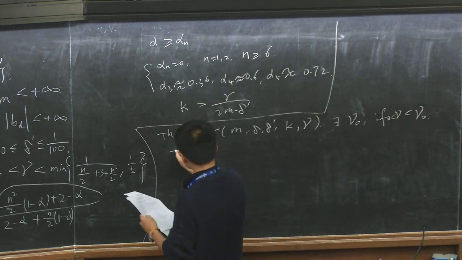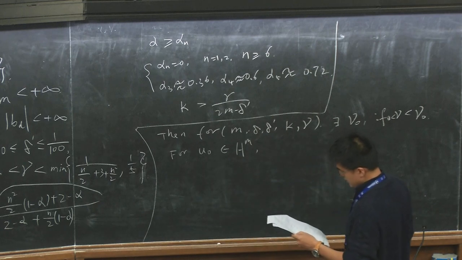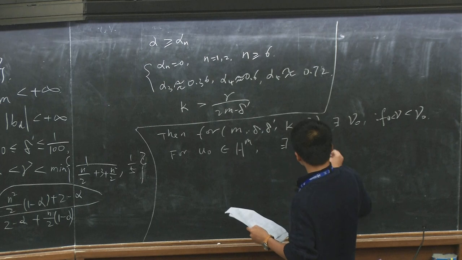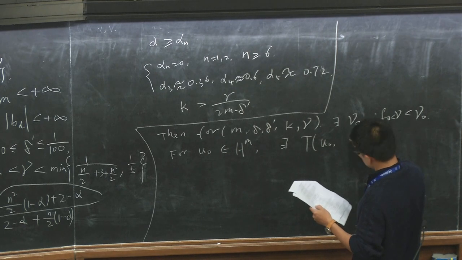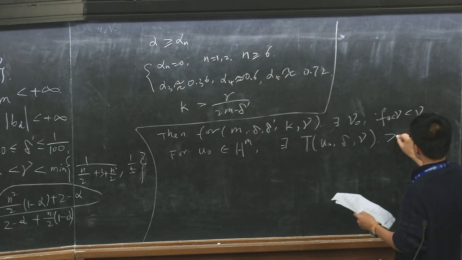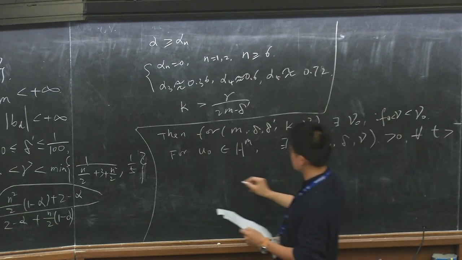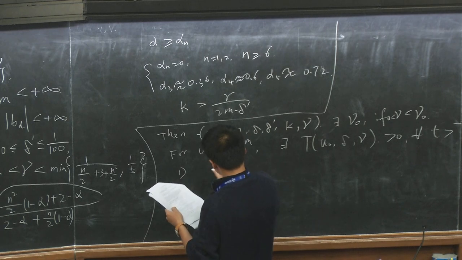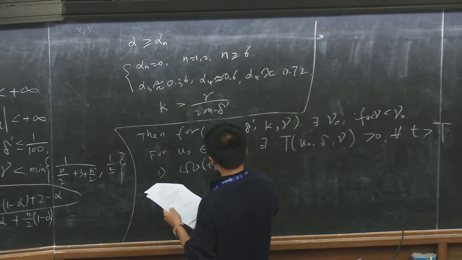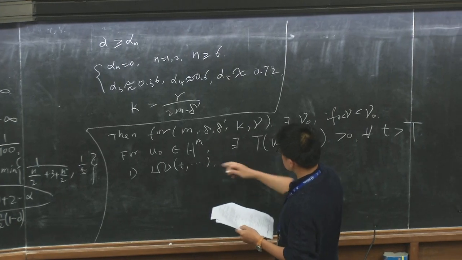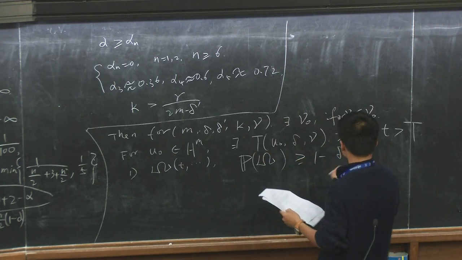Then for any mu zero, just the initial data belonging to the Sobolev space HM, we have p depending on 0, 0 and delta mu. Except for any t bigger than big T, we have the following statements. First one is that we have gamma on T, nu, everything's here. And the probability of this gamma is bigger than 1 minus delta.